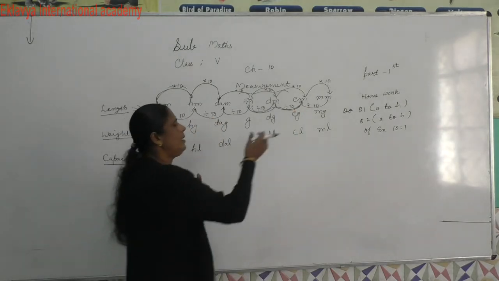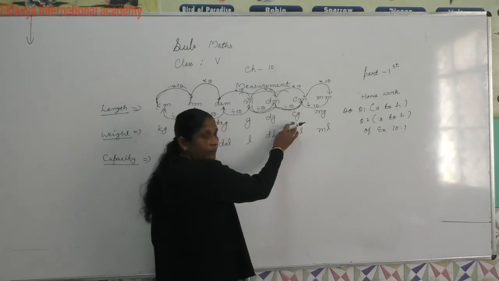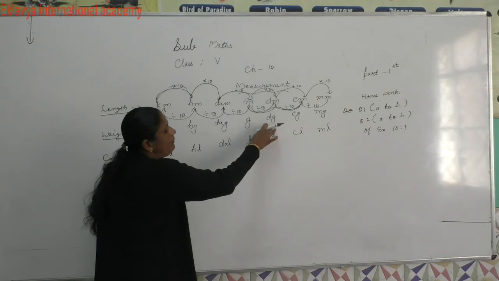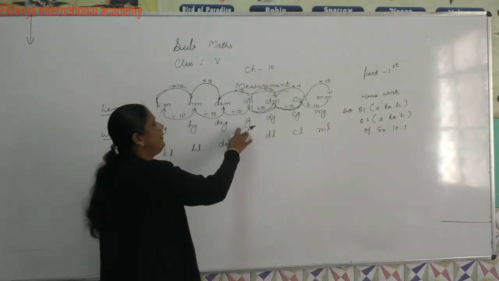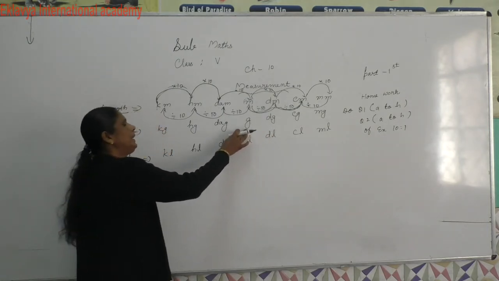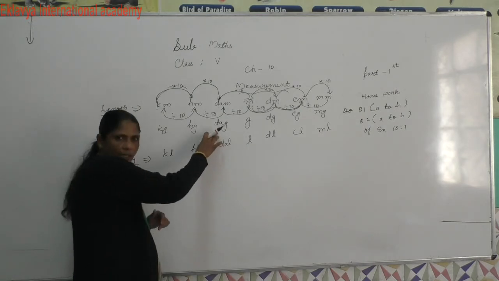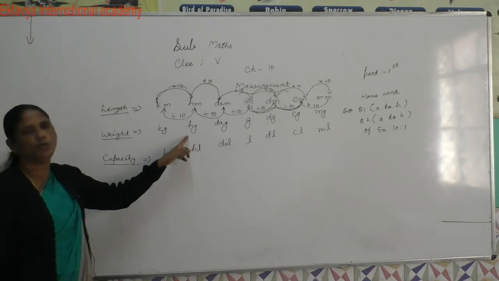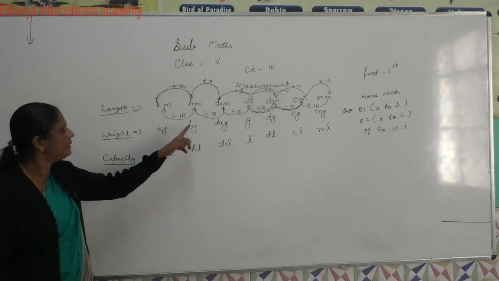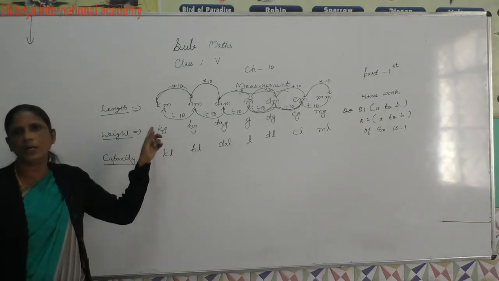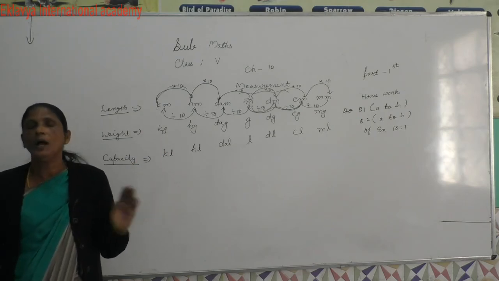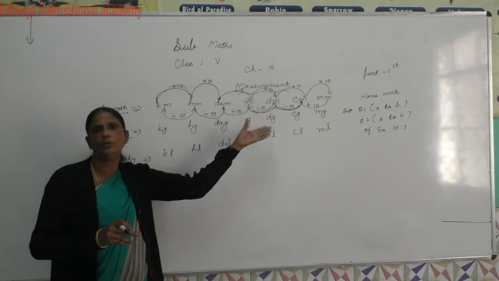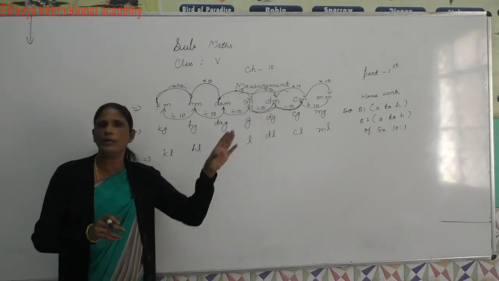Then reverse, milligram to centigram, we divide by 10. Then centigram into decigram, we divide by 10. Decigram into gram, we divide by 10. Then gram into decagram, we divide by 10. Then decagram into hectogram, we divide by 10. Then hectogram into kilogram, we divide by 10. According to our unit, in which unit we reach, accordingly we multiply or divide.